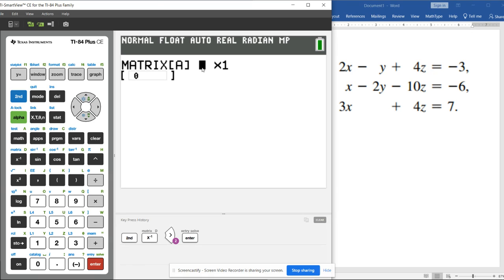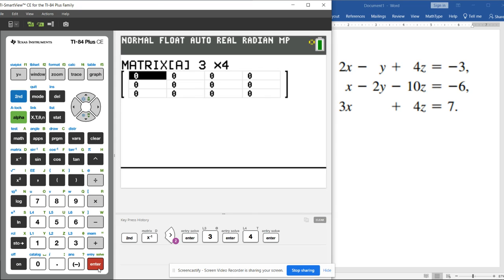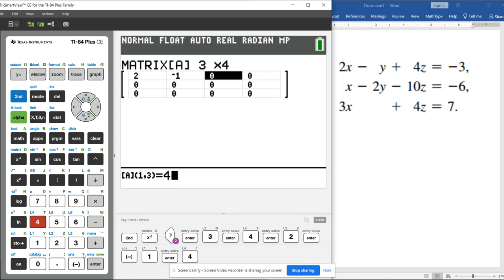It's going to want a row by column size, RC. I always think of RC Cola, so rows by columns. As we said, we have 3 horizontal rows, so that's 3, and we have 4 vertical columns. Now we're just going to enter the coefficients, paying attention to the sign. For my first row, I have 2, -1, making sure you use the negative symbol and not the minus symbol.